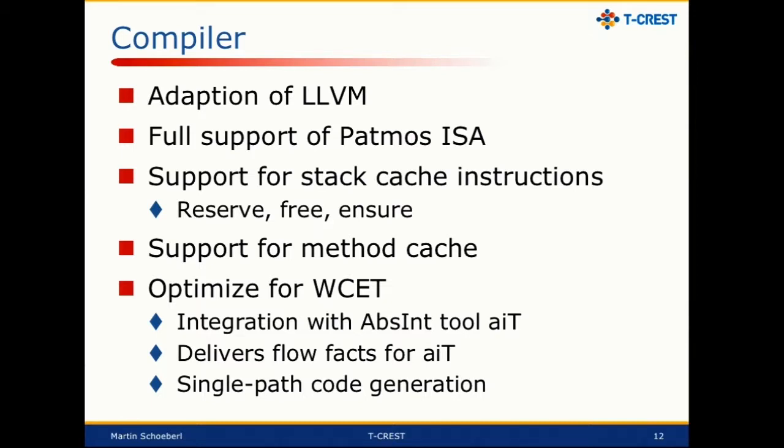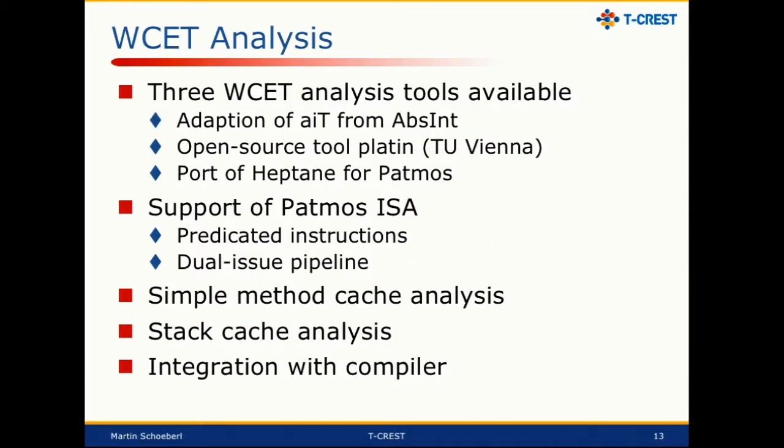And the compiler also does single-path code generation. I have one slide on this as well. On worst case analysis, in the meantime we have three tools more or less available. Besides AbsInt adapting their tool in this project, we had a PhD student who did a worst case analysis tool for Patmos as a master thesis, which is open source, so that's nice. And the French group around Isabelle Puaut has a worst case tool called Heptane, and one of her students also ported Heptane to Patmos. So it's nice that it moves a little bit.